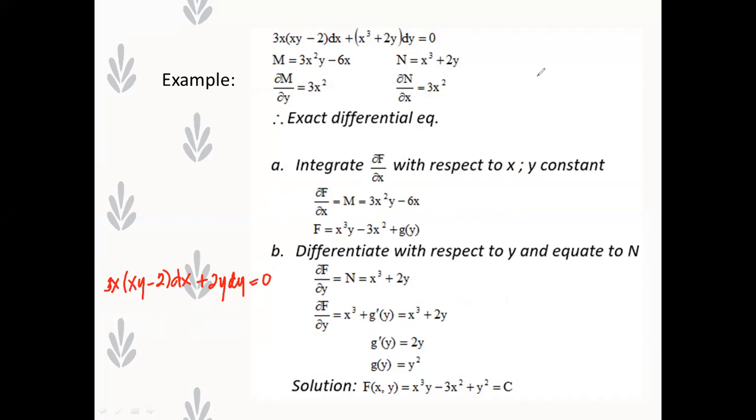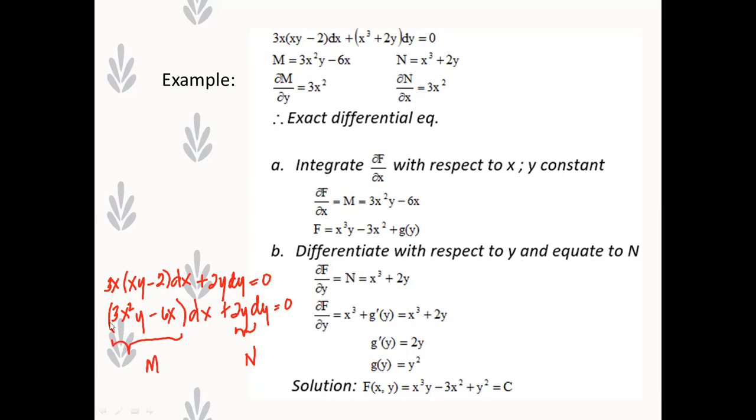Okay, what we did is we expanded this one, so we'll have (3x²y − 6x) dx + 2y dy = 0. With this one now expanded, it's clear that this is your m and this one is your n. Now, you do the testing before you apply the procedure.